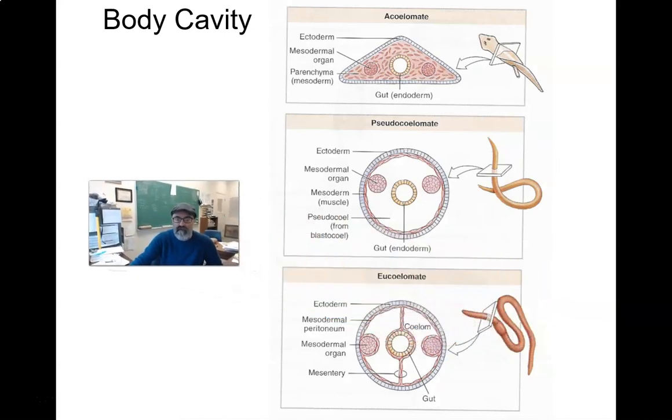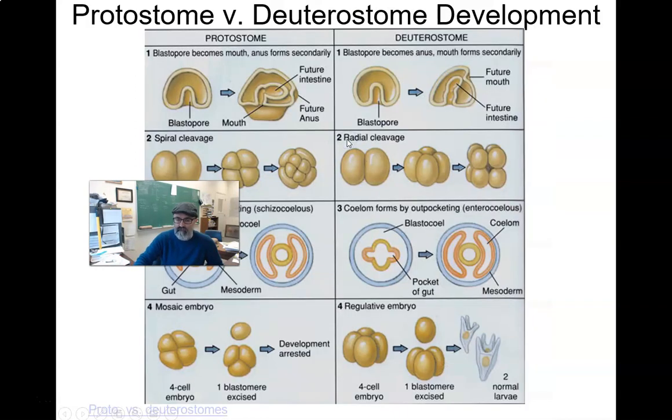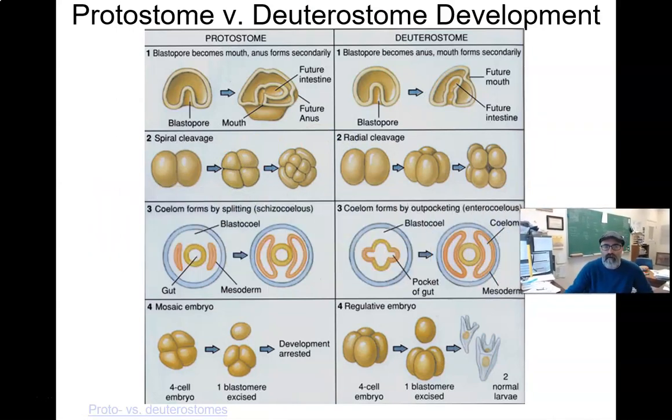Some organisms, very primitive animals like the flatworms, have no body cavity at all here, but a lot of animals do have this true body cavity. And then finally, this is one more terminology thing that you should know on our big phylogeny.